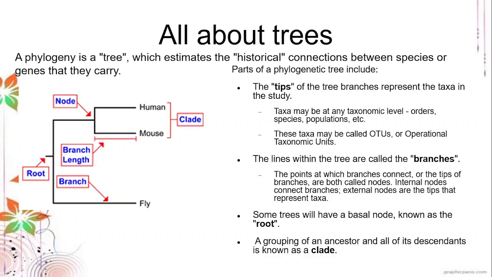So the nodes are the branching points of a certain branch. That node is actually a hypothetical organism. This is one of the controversies and conflicts about these trees, because the nodes represent hypothetical species that are not actually real, and that is where the controversy lies with the use of these phylogenetic trees. Now, aside from that, we have the root, the basal node of the tree.